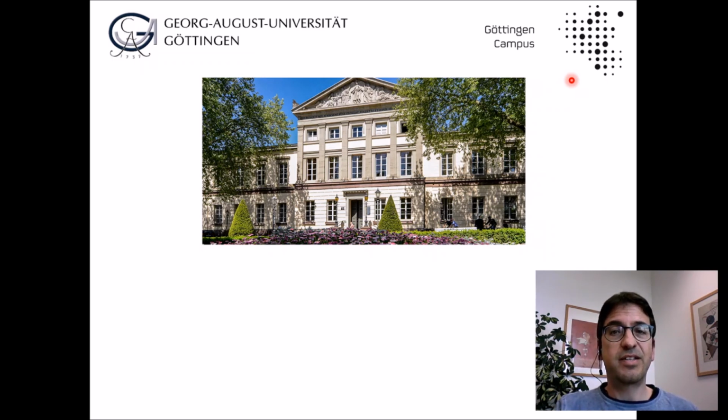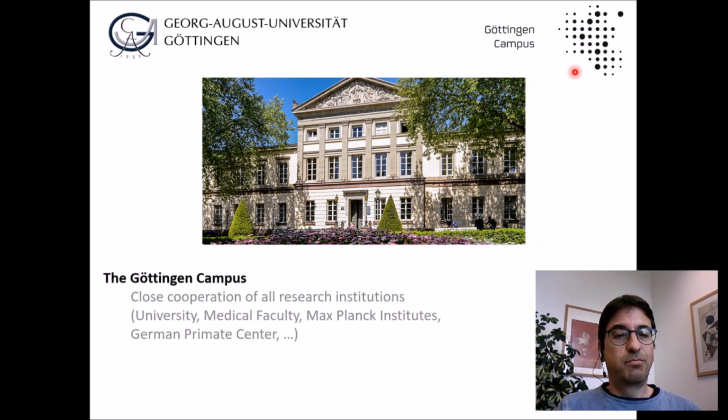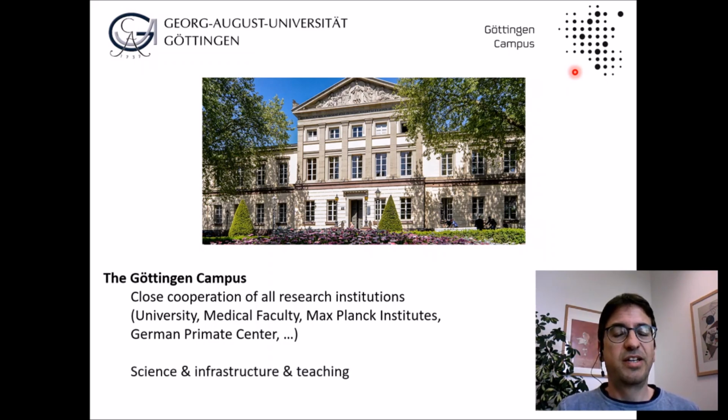Another fun fact, this time it's about Göttingen campus and not about the university. So the Göttingen campus is a close collaboration of all research institutions in Göttingen, from university, medical faculty, Max Planck Institutes, German Primate Center, and so on. And this collaboration is both with respect to science, sharing infrastructure, and teaching. For research, this is great because you can talk to many specialists and you have access to many devices that are present at the campus. So this broadens the scope of research that you can do.